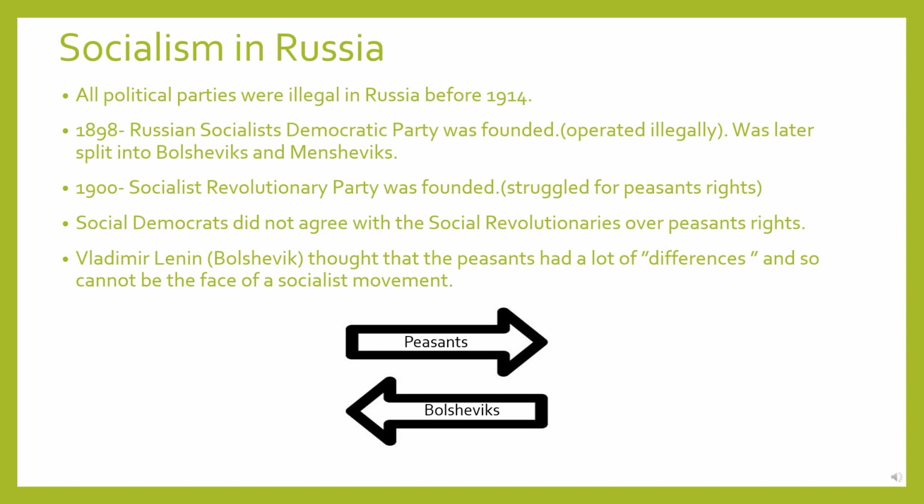In 1900, the Socialist Revolutionary Party was founded and they struggled for peasants' rights. Which party struggled for peasants' rights? The Socialist Revolutionary Party. The Social Democrats did not agree with the Social Revolutionaries over peasants' rights. Why? Vladimir Lenin, who was a Bolshevik, which was earlier a part of the Russian Socialist Democratic Party, thought that peasants had a lot of differences amongst themselves, and so they could not be the face of such a mass revolution. Now we'll see why.